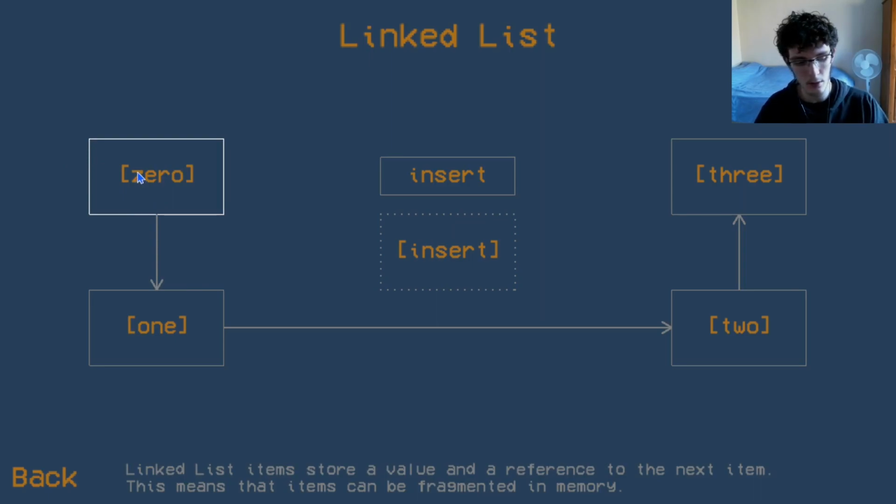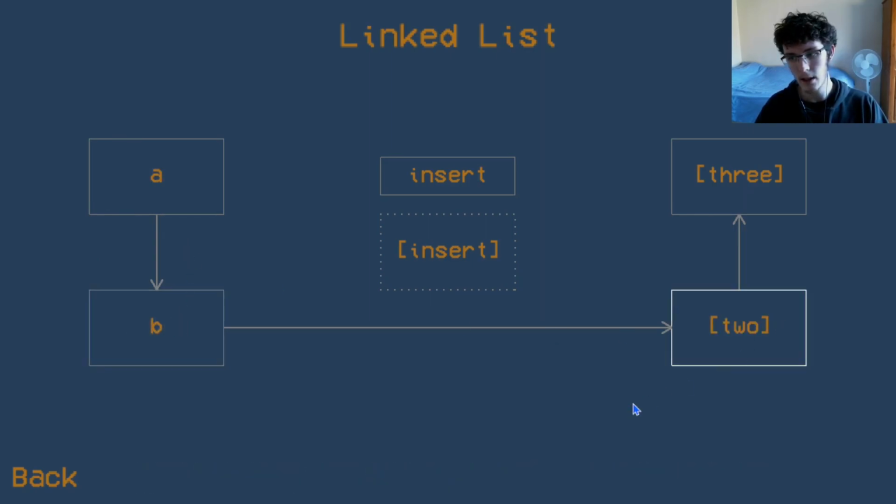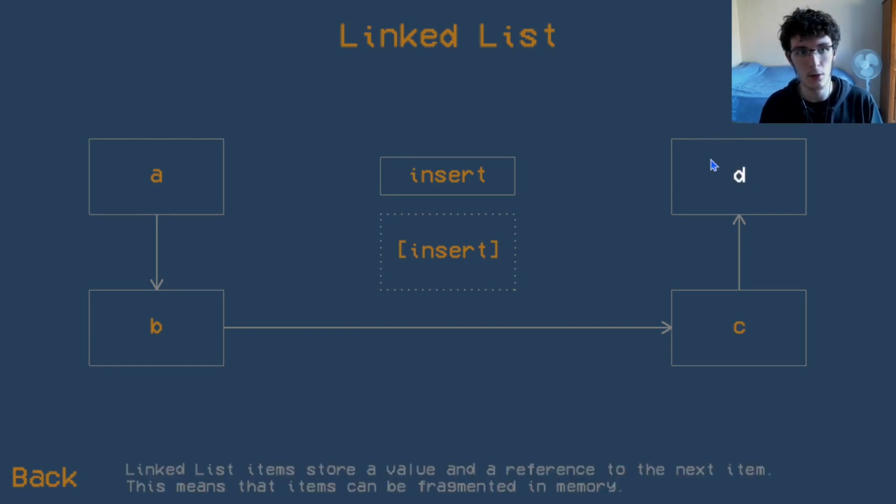So for example, A, and the next value after A should be B, and the next should be C, and the next should be D. And now we can add as many values as we want. We don't have a maximum capacity anymore, and we're not wasting memory by allocating more than we need. We can just add or remove the next value from the last item in the linked list.